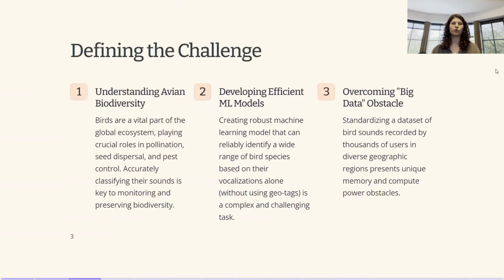Birds play a crucial role in our ecosystem. From pollination to pest control, humans need birds. Monitoring them is challenging, but it's crucial for their conservation, and that's where our project comes in.